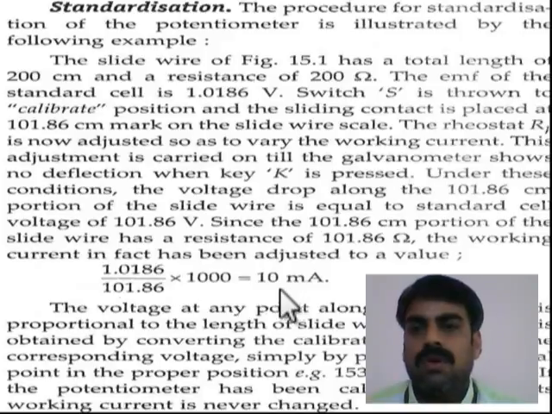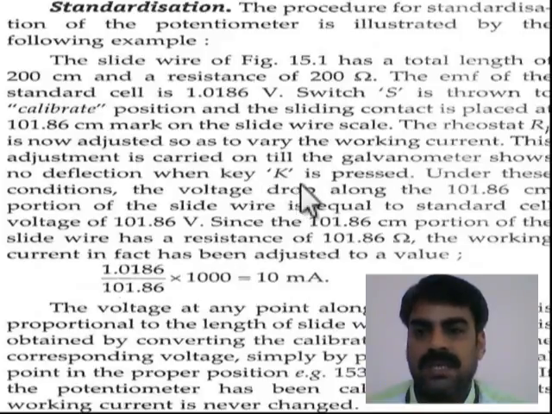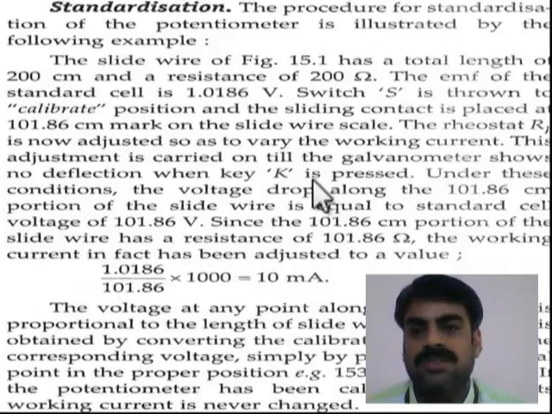After placing the sliding contact at this distance, when we press this key, we read whether the galvanometer reads 0 or not. If the galvanometer does not read 0, we adjust the rheostat till the galvanometer reads 0 when we press the key. When we achieve that null condition, it means that the potential across this distance matches the standard cell voltage. Based on that, if you do the calculation, we will get a working current of 10 milliampere. So this process is called standardization.